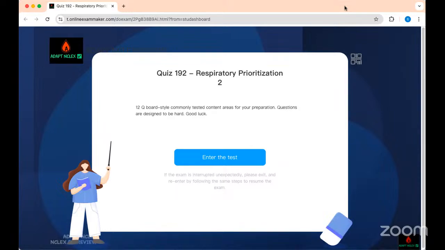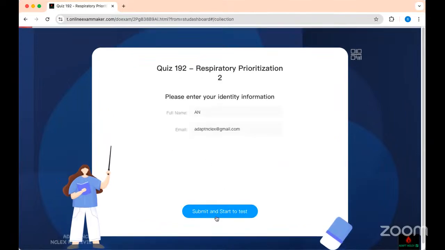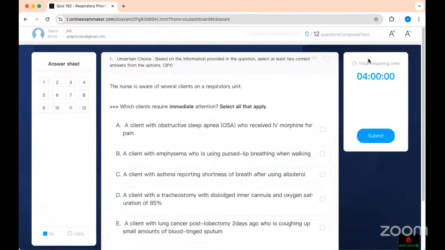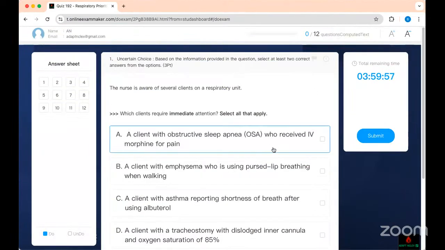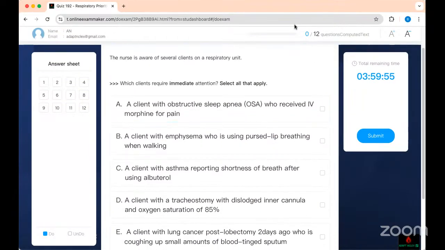This is the second portion of the respiratory prioritization questions: how respiratory pathology can be very difficult, and why it can trap you. So let's get to a few questions. I'll show you some of the content areas you have to be careful with so that they don't trap you. These questions will be prioritization.